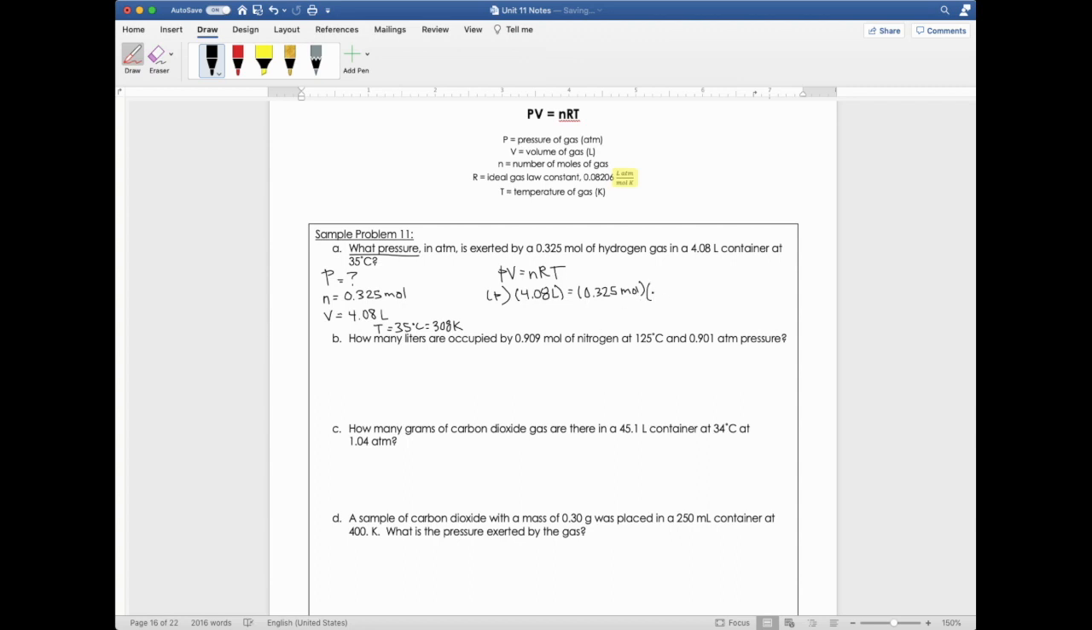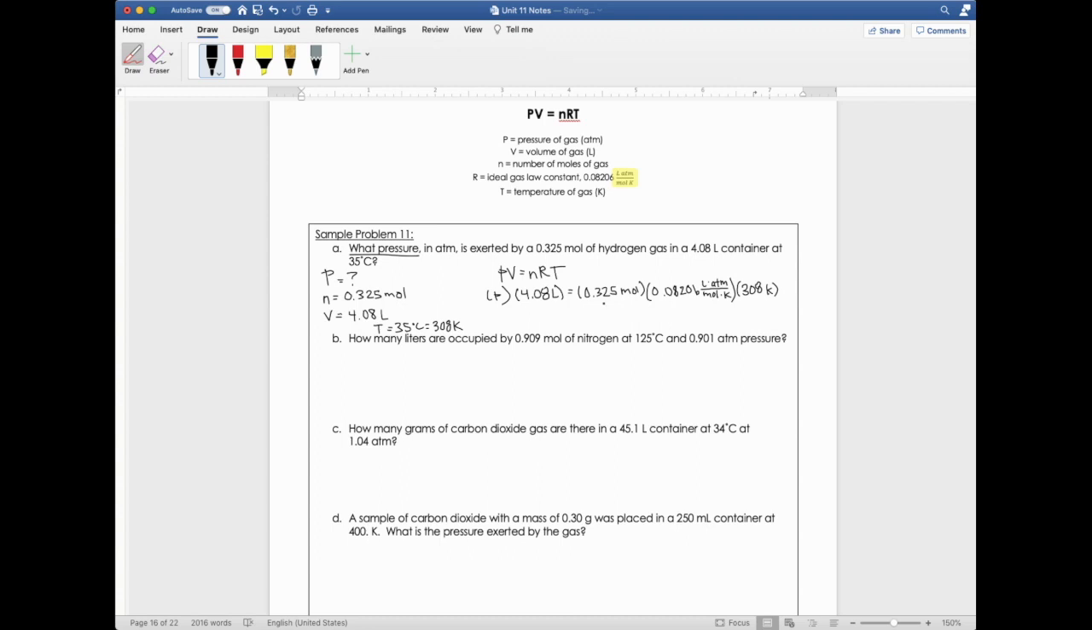R is 0.08206. And that again is liters times atmospheres per moles times Kelvin. It's got really crazy units, but the units actually work out as well. I'll show you that in class because I want to try to keep these videos as short as I can. I say that, and the last one I did was like 40 minutes.